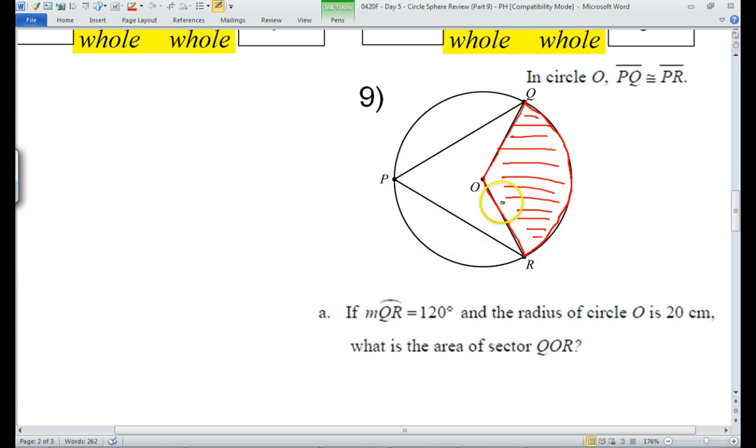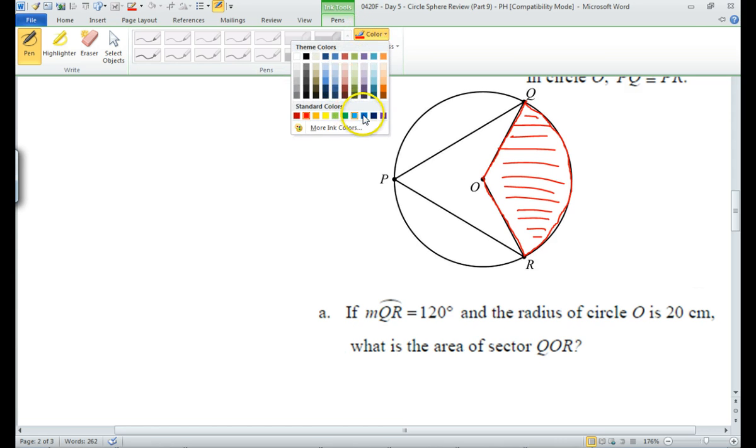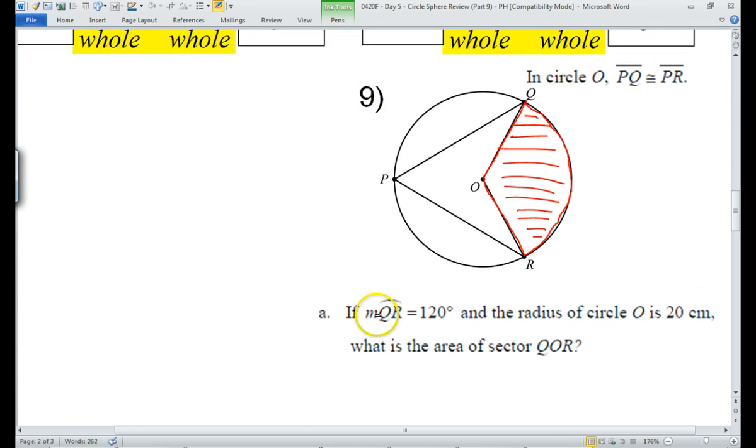Alright, so we do have some information to add to this. We know that the measure of arc QR is 120 degrees. So we know that this is 120 degrees out here. So that's going to be helpful. We also know the radius is 20 centimeters. So we're going to need that too. So the radius is 20 centimeters. Okay, that should be enough for us to find the area of that sector.